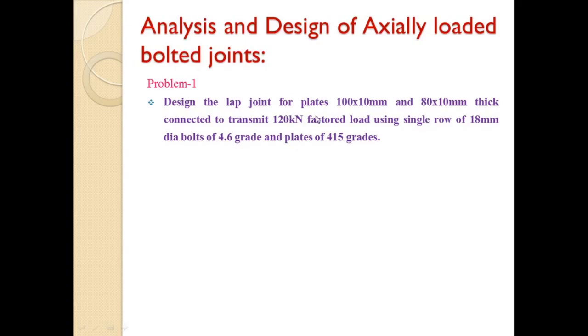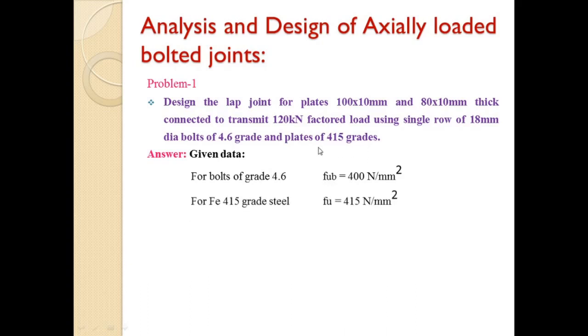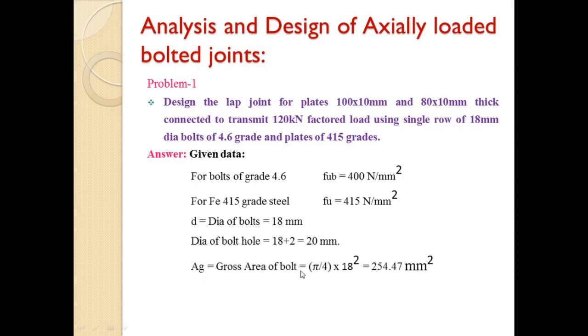So in this problem, let us see what is given. The grade of bolt is 4.6, meaning the ultimate strength of the bolt is 400 Newton per mm square. Next, the grade of plate is 415, meaning Fu, the ultimate strength of the plate, is 415 Newton per mm square. Next, the diameter of bolt is given, 18 mm. From that we can calculate the diameter of the bolt hole, 18 plus 2, that is 20 mm. Then the gross area of the bolt.